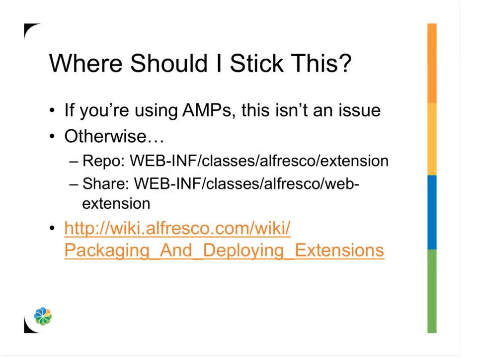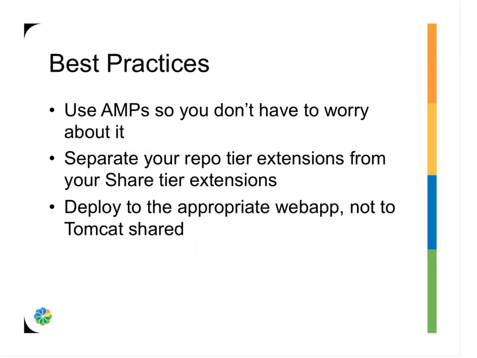So let's see. There are some considerations. I can't remember if I have those on. Okay. So some best practices around where to put files. I've already mentioned AMPs. The second thing is I really think it's a good idea to separate your repo tier extensions from your share tier extensions. And I know there have been some examples. Sometimes you'll see this at DevCon, or in various open source projects out there, where people will have one project. I've even done this myself. People have one project where you have repo tier extensions and share tier extensions in the same project.